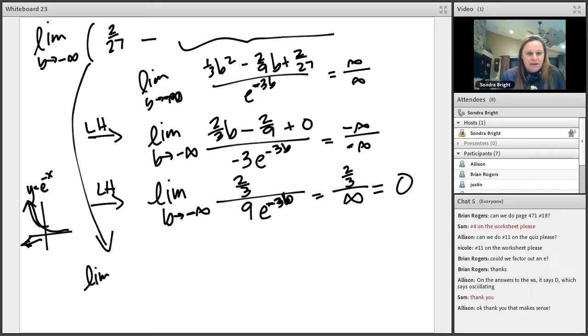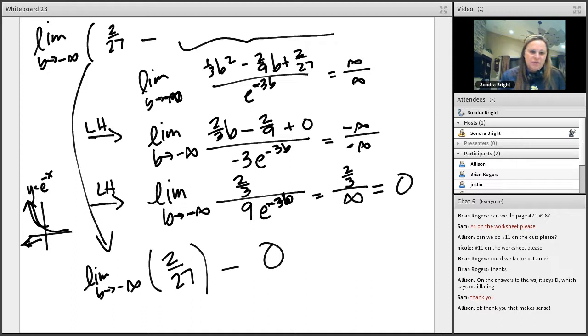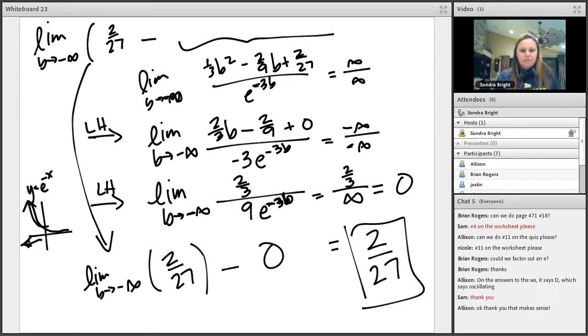and so your final answer was, we had the limit as b goes to negative infinity of 2/27, and then minus, that whole thing was 0, and so your answer ends up being 2/27. Whew, that was crazy. Cray. Okay, so that was number 11 on the quiz. Hopefully y'all don't ask me to do another one like that, because I did 2 of them like that. Number 11 on the worksheet.